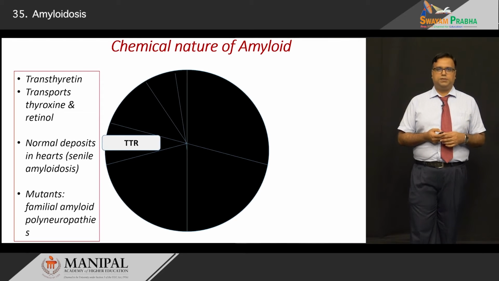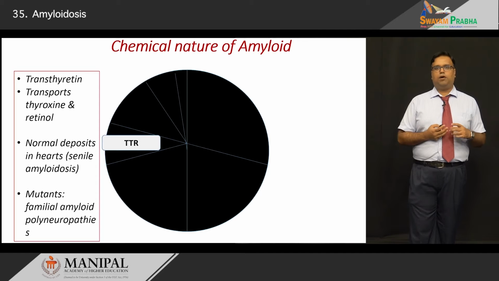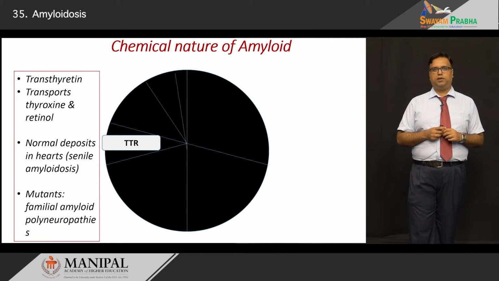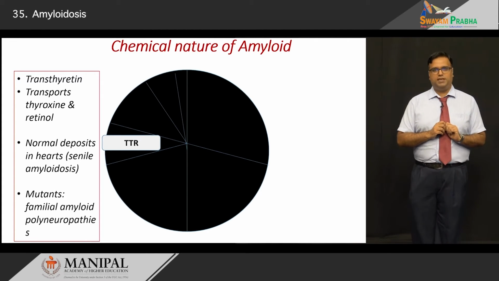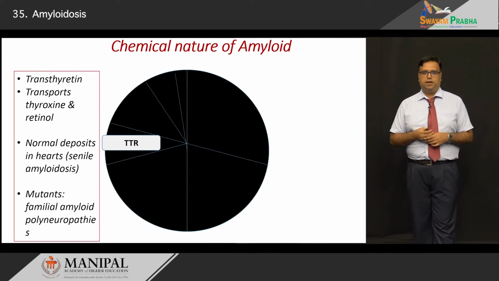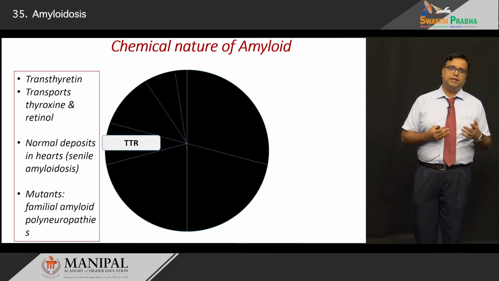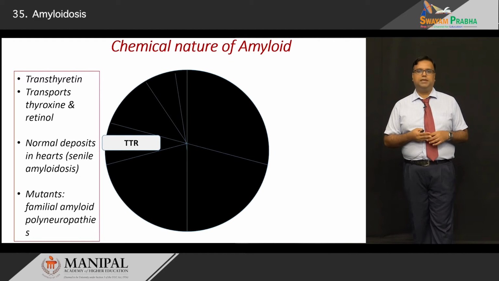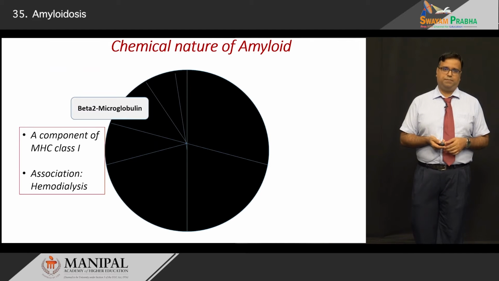Among the minor molecules, one can start with transthyretin or TTR, as it is abbreviated. It is a combination of thyroxine and retinol. It is basically a transporter molecule for these 2 entities. You can see some amount of deposition of this in the heart in aging individuals, where it is called senile amyloidosis. But a mutant form of this is of interest here, because you can see it in conditions such as familial amyloid polyneuropathy, where you will see this being deposited in the tissues, which is pathological.